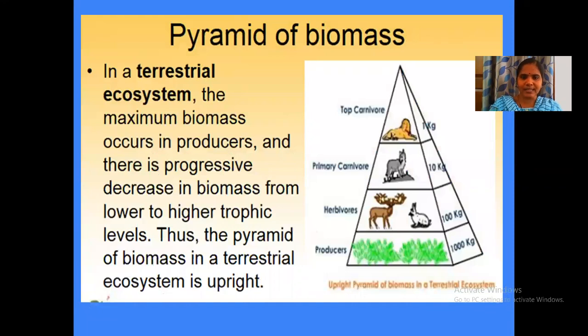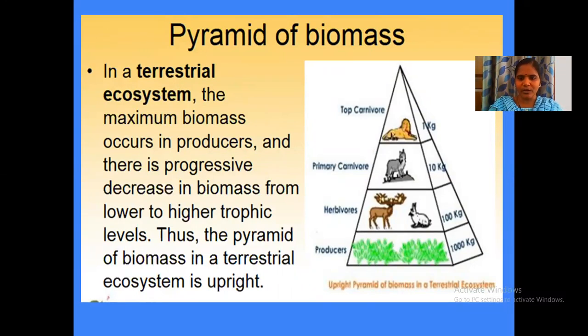So let's take a terrestrial ecosystem where we are considering the biomass. As I told, biomass should be considered not for a single organism. It should be the total number of such producers or such herbivores multiplied by their weight. That's the biomass you should take.